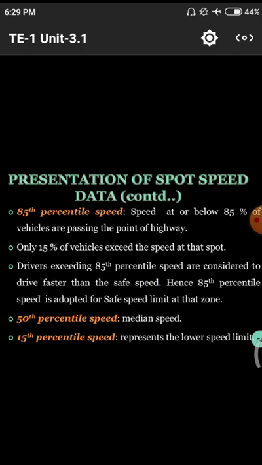That means 85 percentile speed is the first principle they are using. That means they are highlighted. That means 85%: below that speed, 85% of the vehicles are passing through that particular highway point. That means what is the major content of the vehicles moving with a particular speed on those particular points.